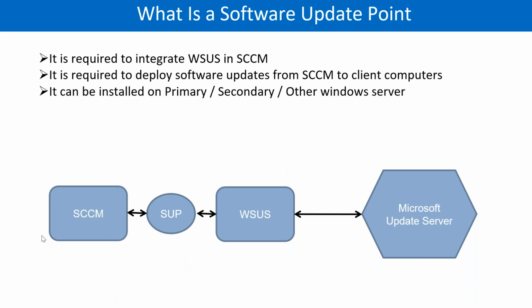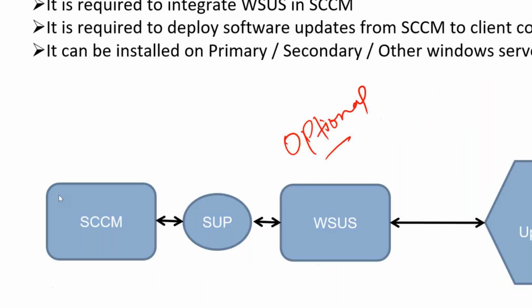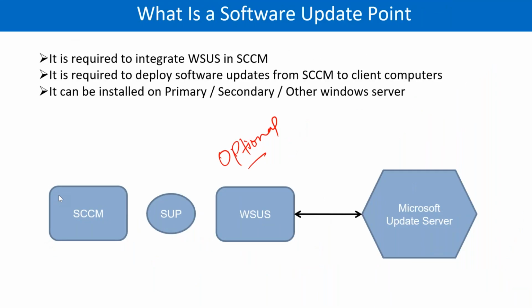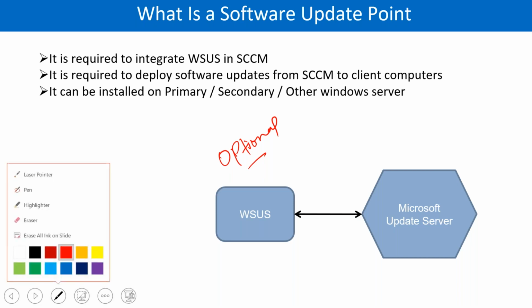Okay. So the software update point is for patch deployment. It is an optional role, guys. Why optional? I'll tell you. Because some people are doing it from WSUS itself. They are not doing it from SCCM. So if you don't want to do it, you can ignore this. I mean, you don't need to install this role at all. Understood?